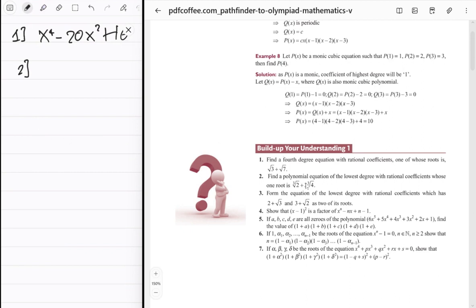Find a polynomial equation of the lowest degree with rational coefficients whose one root is, oh god, you got cube roots now. That's interesting. So yeah, okay. Cubing is not that easy actually. Cube root of 2 plus 3 cube root of 4. Why? This is very weird.